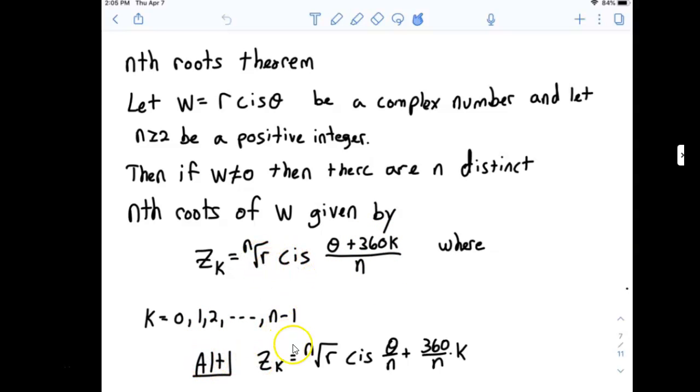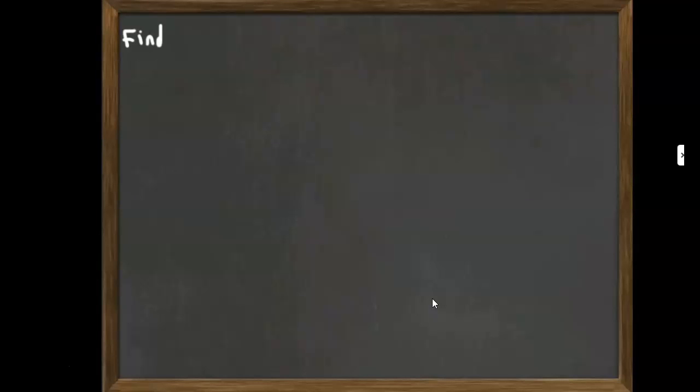So another way of simplifying this formula, which is the one we often use, will be the nth root of r, and then theta over n plus 360 over n times k, just distributing the n through. So with that in mind, let's consider an example here.